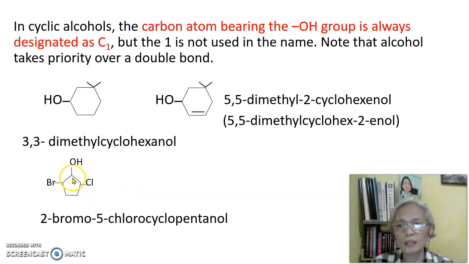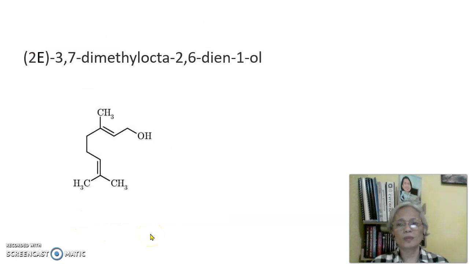Again, the carbon attached to OH is carbon number 1. Bromine and chlorine are equidistant, but since bromo appears first in the alphabet, it takes the lower number. So our carbons are 1, 2, 3, 4, 5. So we have 2-bromo-5-chlorocyclopentanol. Now, just to have a review, no?